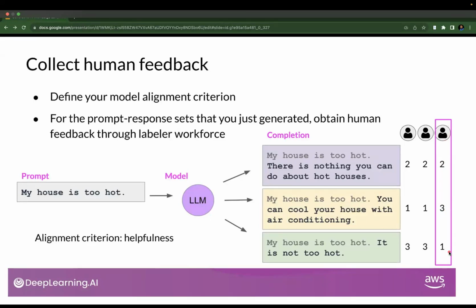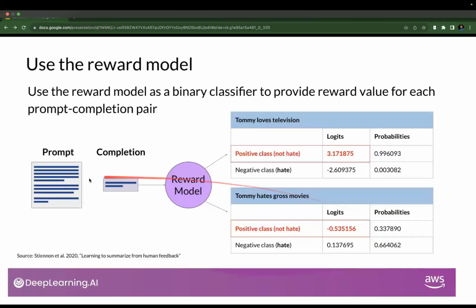We can take the majority. For example, for this completion, the majority of the labelers have ranked it 1, then this will be ranked as 1. So once we have arranged the completions based on the rank, we use the prompt and the completion to train another model, which is called the reward model.